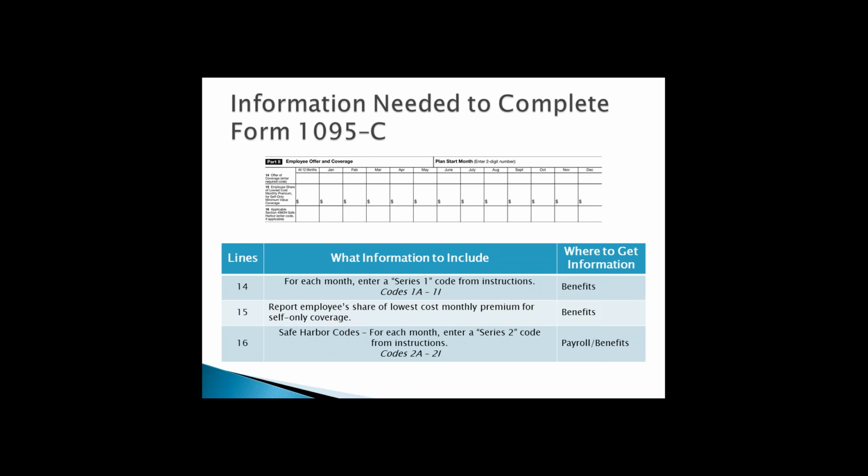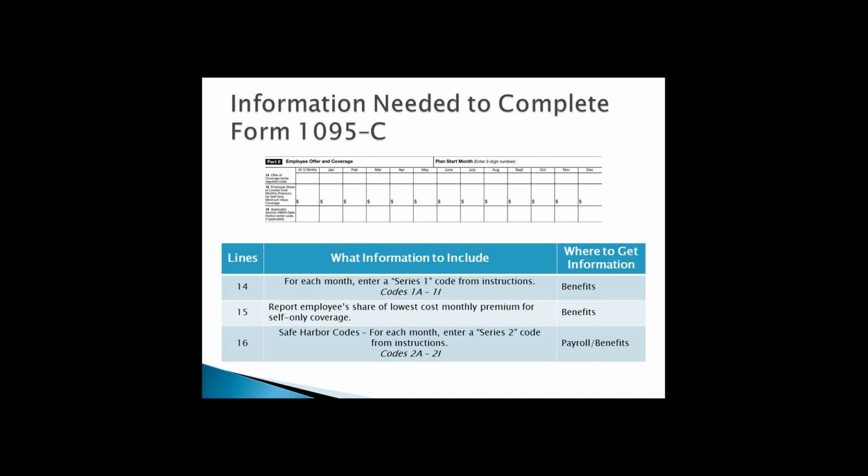Code 1F is minimum essential coverage not providing minimum value offered to the employee and spouse, or the employee and dependent, or the employee, spouse, and dependent. So for 1F, what you just need to take away from that is minimum value coverage was not provided.